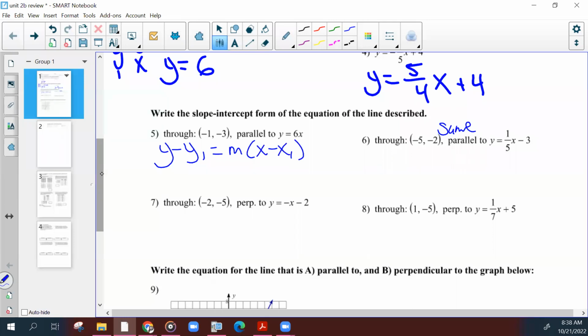So for 6, since the slope has to be the same, we're going to use this exact same slope, 1/5. We're going to ignore the rest of that equation because we don't need it. And then we're going to use the point that's given. So this is going to be y minus -2 equals 1/5 times x minus -5. If you want to go ahead and change that to a plus automatically, you can. I'm going to do that now.